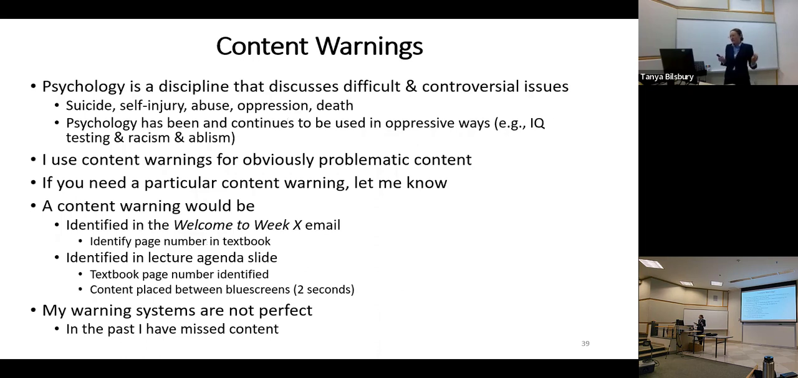So another accommodation that I provide is content warnings, and that reflects the fact that psychology is a discipline that discusses sort of difficult and controversial issues. It's not like chemistry or physics in that way, unless you're studying like the pattern of a bullet or something. But in psychology we talk about things like suicide and self-injury and abuse and depression and trauma and death. And psychology has been, and it continues to be used in oppressive ways. So there's a history around IQ testing that has to do with like immigration, right? And keeping people who weren't white from coming into America.